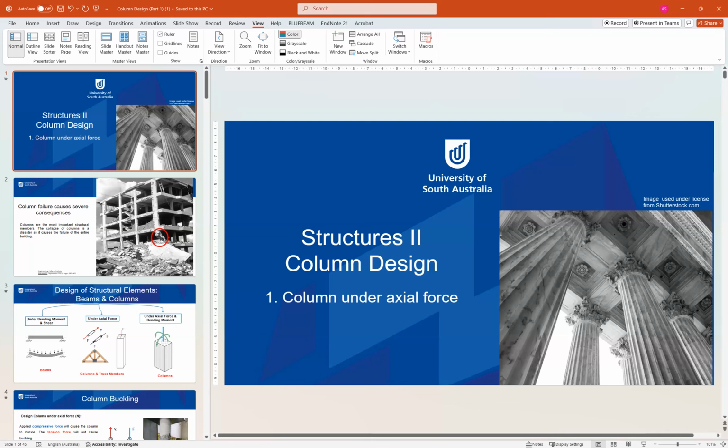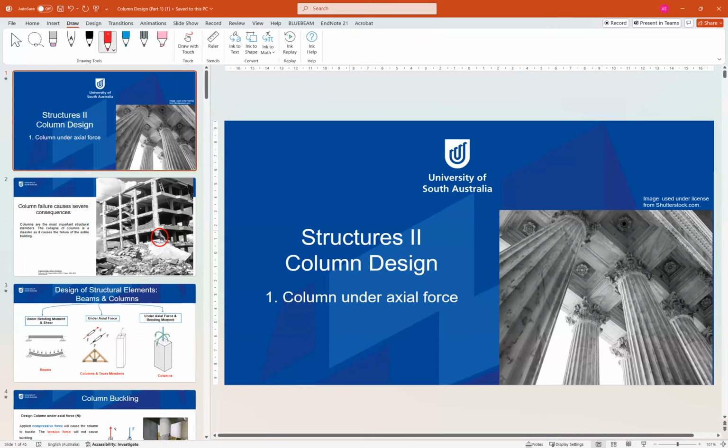Okay. So let's start our last topic about the columns. We have already designed the beam last week in the lecture and in the class. So today we will have the topic about the column design and how to design a column. Columns are usually designed for two types of forces: axial load or axial force, and/or moment. So the column can be designed for normal force only, number one, or normal force and bending moment. The first part will be the design of a column under axial load only, which is N.